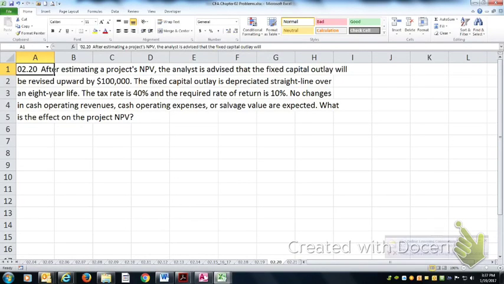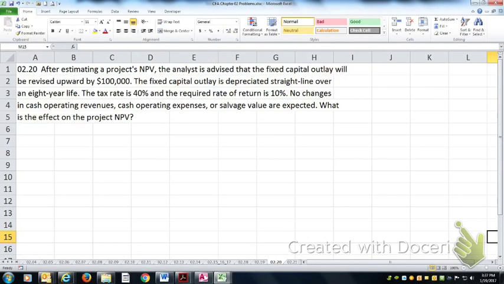This is problem 20 from Chapter 2 of the CFA textbook, Corporate Finance, A Practical Approach, second edition. And here we have an analyst who has gone through and calculated all the stuff he needed to do to measure the NPV on a project. And now he's been advised that the capital outlay will actually be revised upward by $100,000.